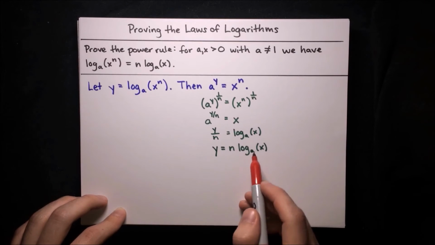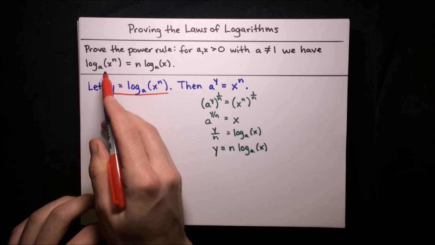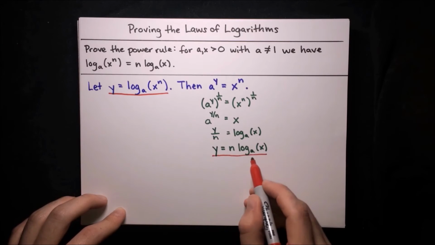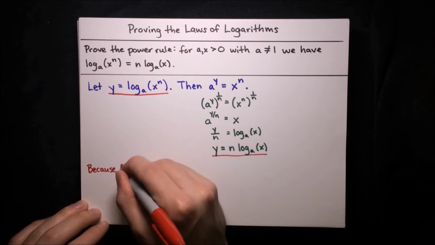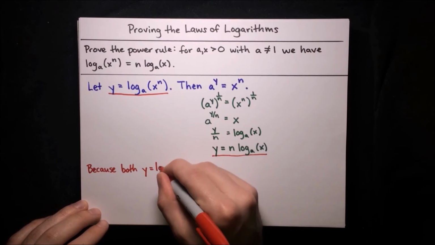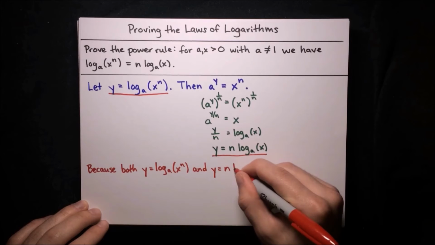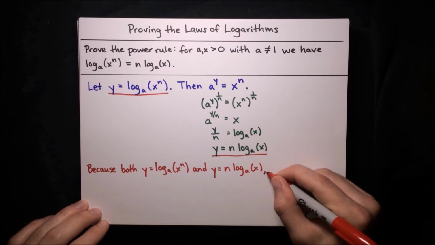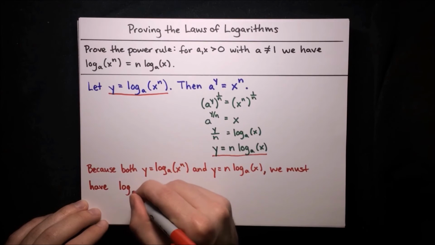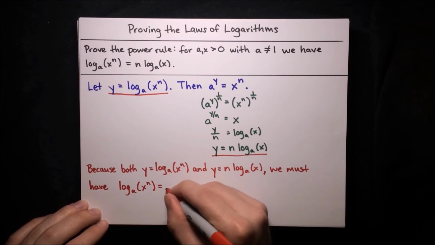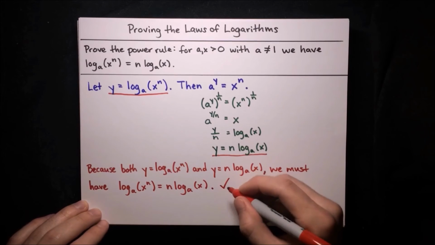And hey, look at that. This is the right hand side of the equation that we want to prove. So we see that y equals log base a of x to the n. That was our definition for y. That was the left hand side. And we found that y was equivalent also to n times log base a of x, which is the right hand side. So we can say that because both y equals log base a of x to the n and y equals n times log base a of x, we must have that log base a of x to the n is equal to n log base a of x. And that's what we wanted to prove. So we're good. We're all done.